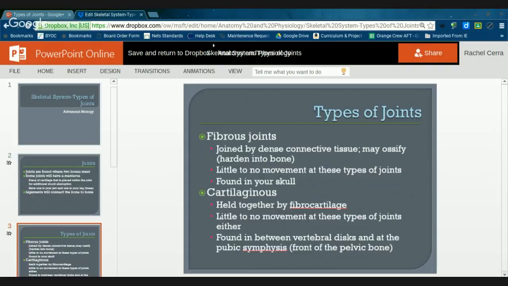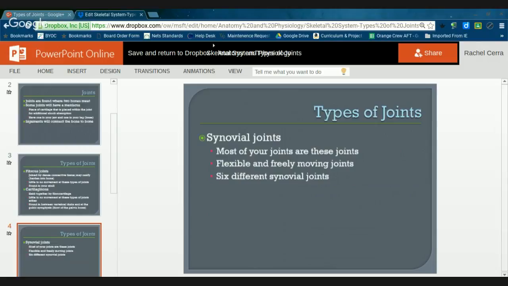Now, the one that you're probably the most familiar with is your synovial joint. These are the ones that you're most familiar with, and these are all the ones that are going to move. There are 6 different types of synovial joints.